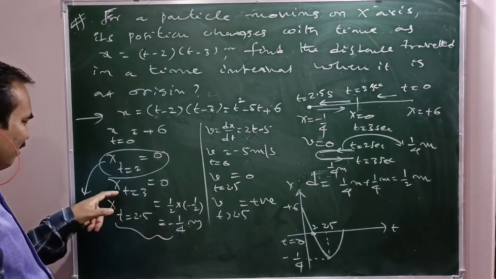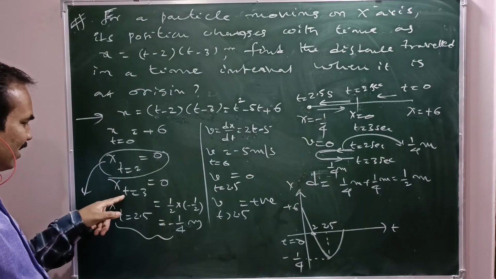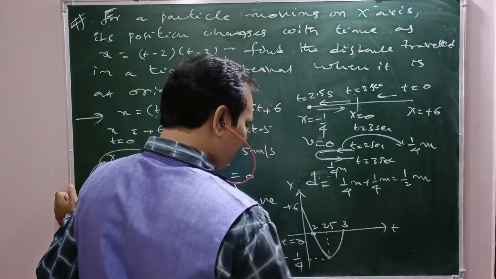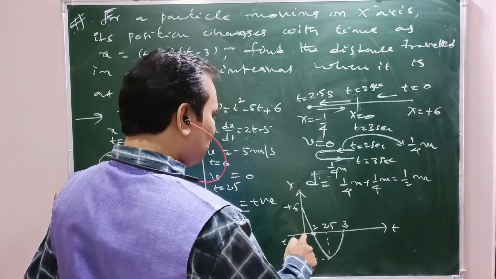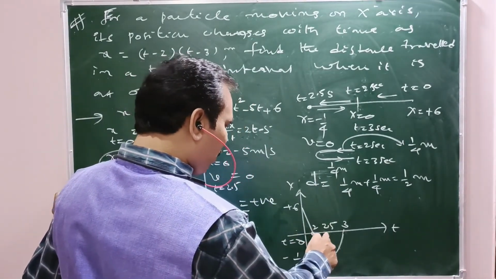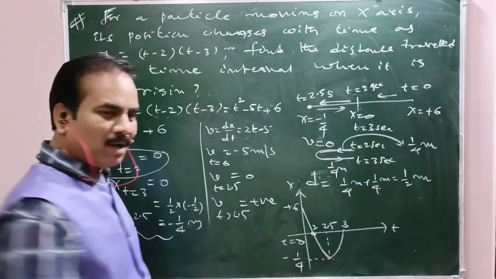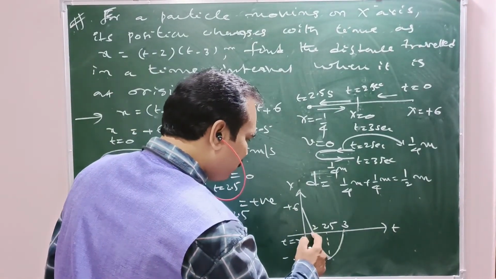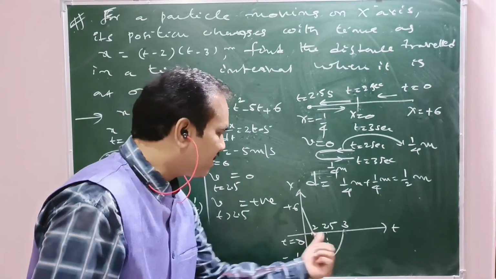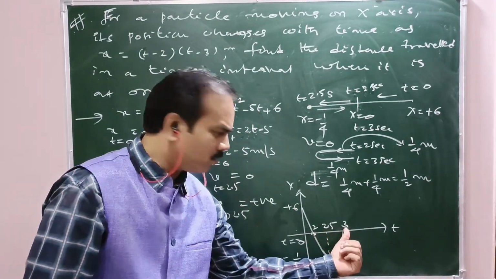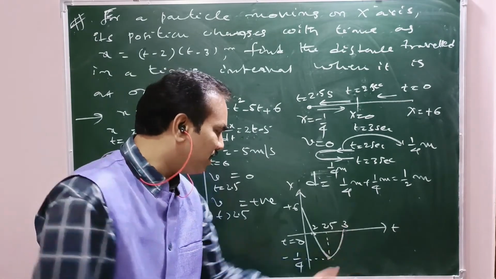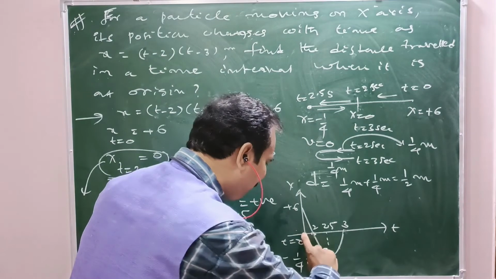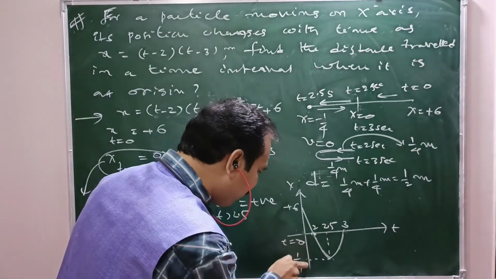Okay. Now at t equal to 3 seconds, what is the position again? 0. So this is 3 seconds. At 3 seconds, position 0. At 2 seconds, position 0. At 2.5 seconds, position is minus 1 by 4. Now this is the interval from 2 seconds to 3 seconds, in which the particle covers a distance of 1 by 4 plus 1 by 4.